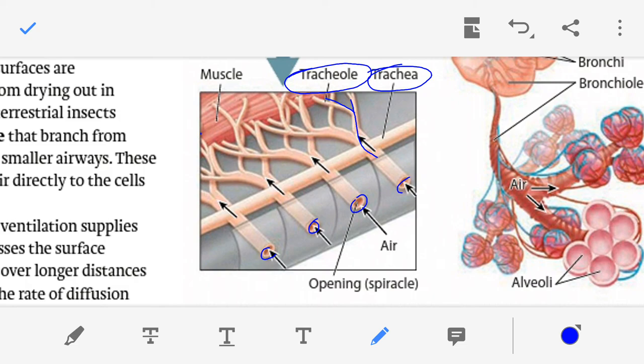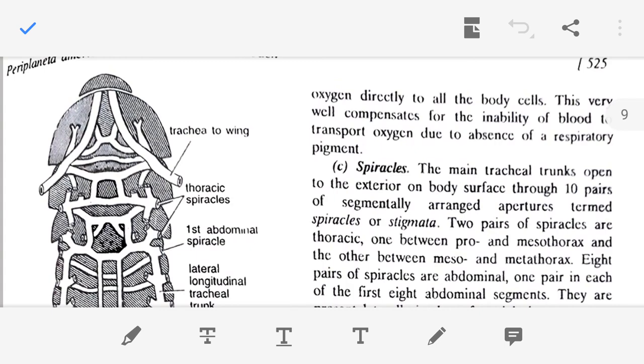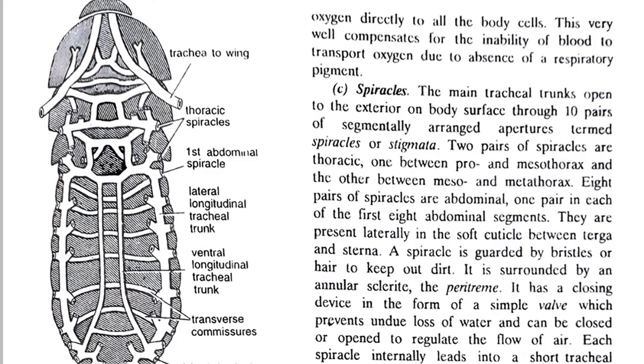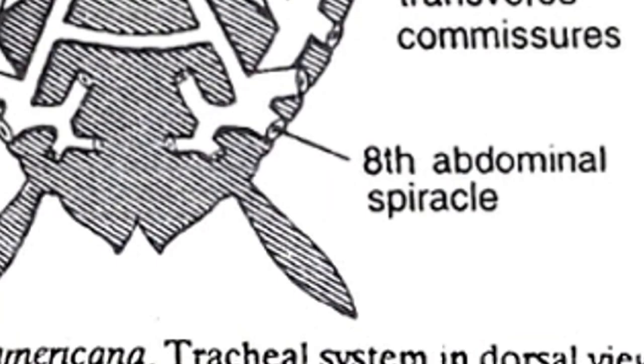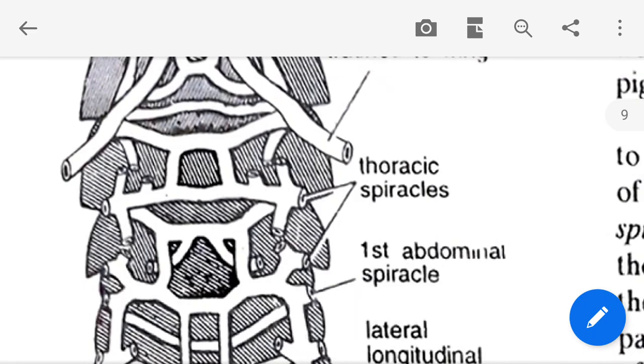Now how is this happening? So one more figure. This is the respiratory system of cockroach. And here you see the spiracle. The spiracles which are present in the abdominal region are known as the abdominal spiracles. Then the thoracic region spiracles.